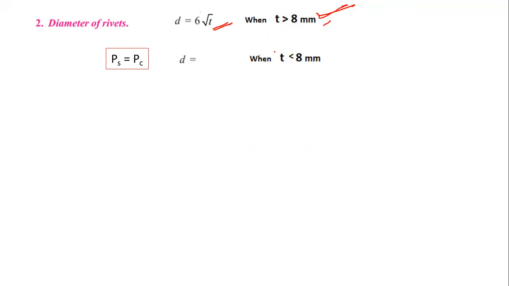If the thickness of the boiler shell is less than 8 mm, then you have to use this formula: PS equals PC. You have to equate these two formulas, and from them you can get the value of diameter D. As we already discussed earlier, PS is the shearing strength and PC is the crushing strength.